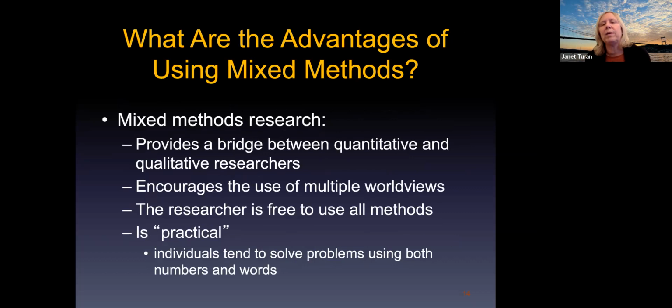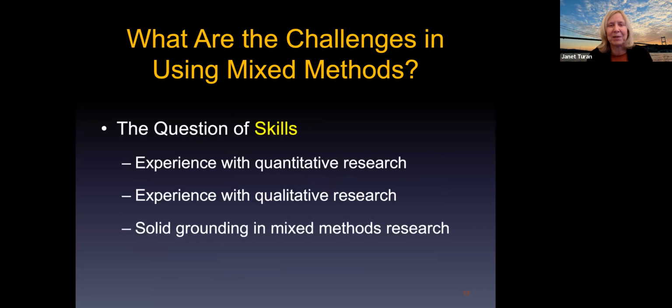So what are the advantages to using mixed methods? It really does help us all talk to each other. It's a bridge between quantitative and qualitative researchers, and also encourages the use of multiple ways of seeing the world. And really the researcher is free to use all sorts of methods. And it can be very practical because, again, we use both numbers and words often to solve problems. And so when we can use both to understand our research problem, it's practical.